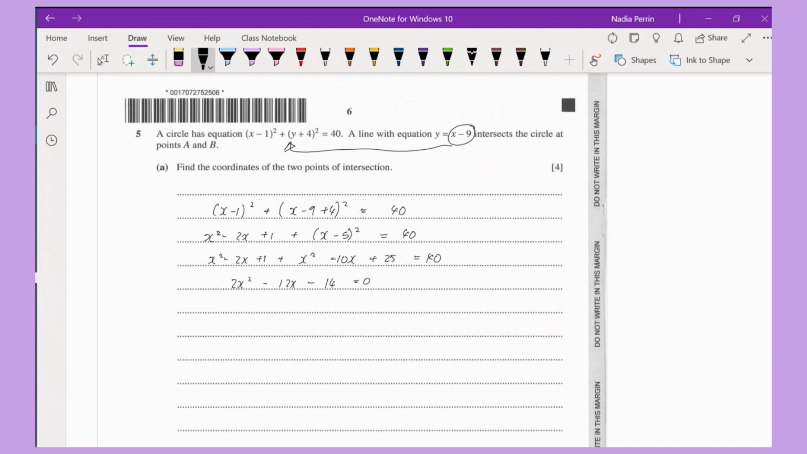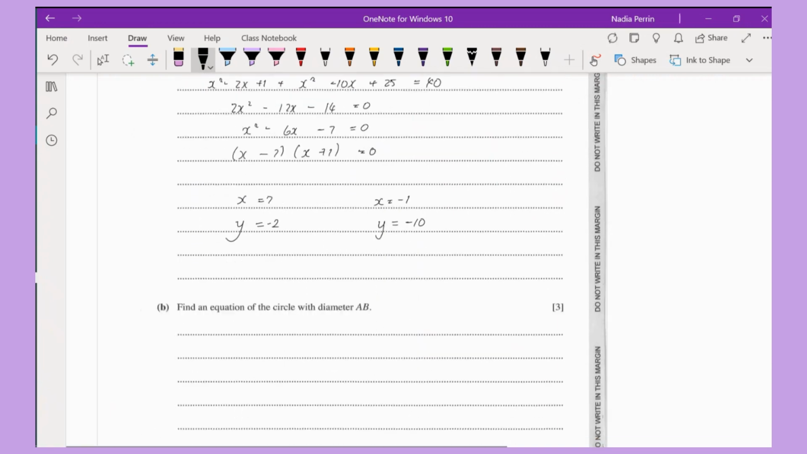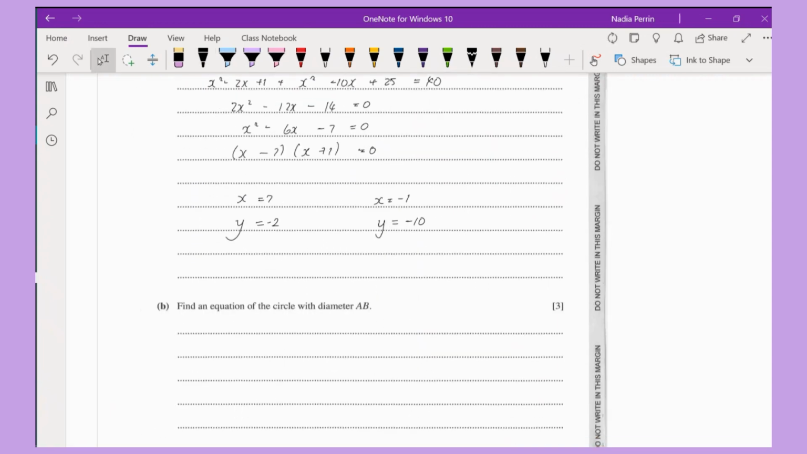So at that point, I will just divide everything by 2. So we get x minus 7 and x plus 1. So therefore, x is equal to 7, or x is equal to negative 1. Putting that back into this original one, 7 minus 9 is negative 2. And negative 1 minus 9 is negative 10. So those were our coordinates of A and B.